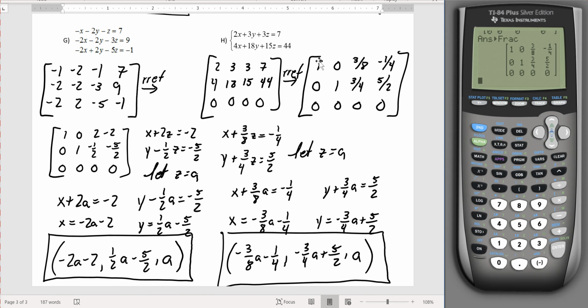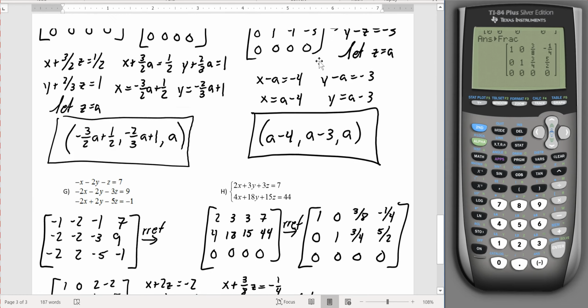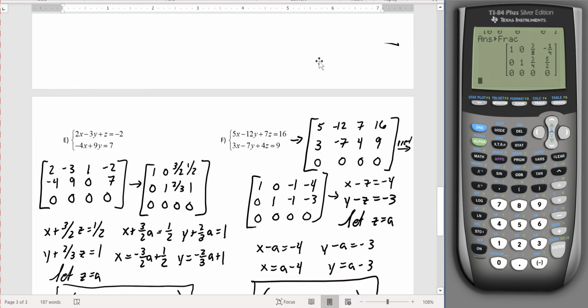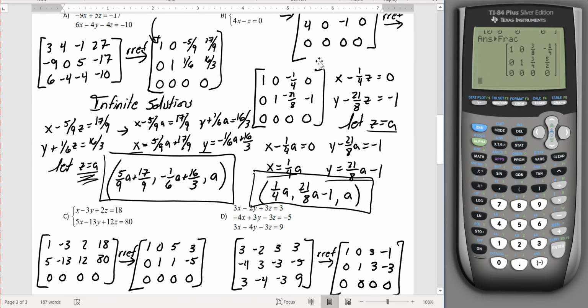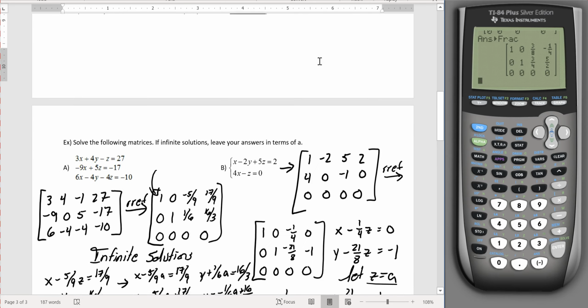All right, well, that's it for today. I hope you all have a good understanding of what to do now if we get infinite solutions. The key here is you can't just write infinite solutions. You have to state the relationship between x, y, and z in terms of a.